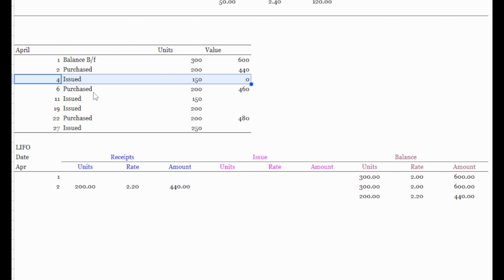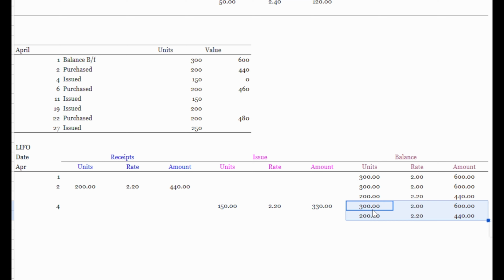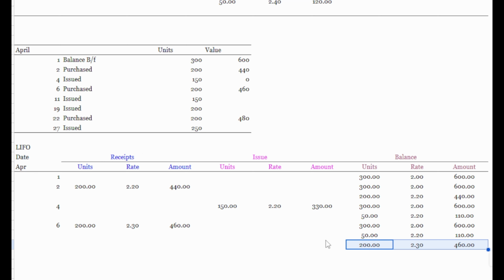Now, when is the first issue? 150 has to be issued from the last lot, that means this 200 lot. So this is on 4th April. 150 is issued. That means 50 is remaining in this lot. So when we are updating the balance, here it is 50. On the 6th, there is a purchase of 200, and the value is 460, which means the unit rate has to be 2.3. And the balance has to be updated accordingly. This is updated. On the 11th, you have an issue of 150.